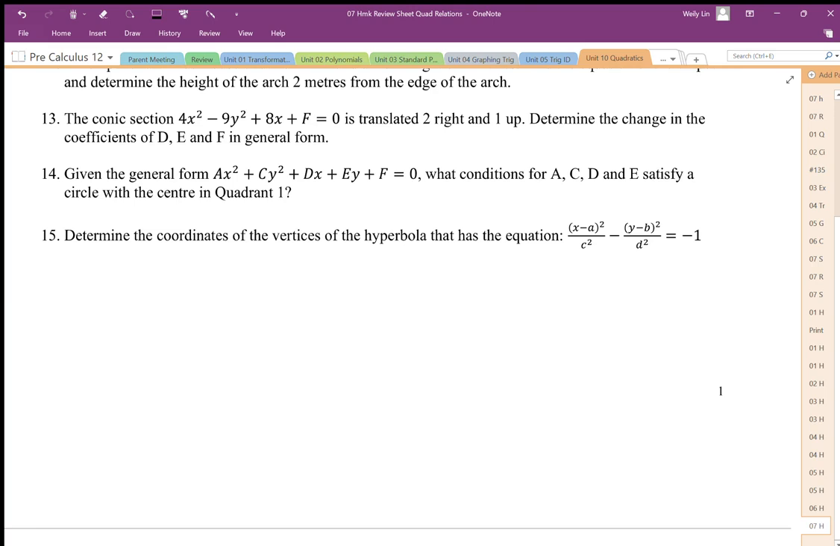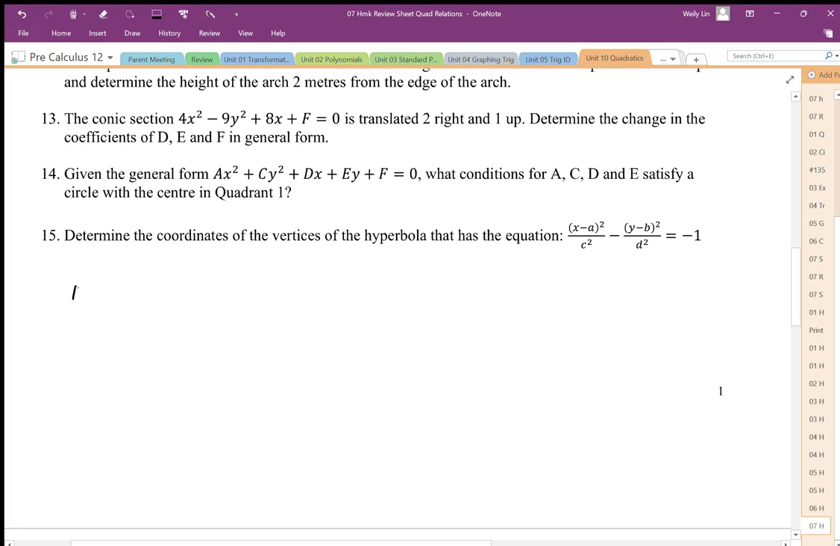Number 13, it says we start with the conic section 4x squared minus 9y squared plus 8x plus f equals 0. And we translate this 2 to the right and 1 up, and we want to know the change in the d, e, and f terms. Okay, and d is the term on the x, e is the term on the y, and f is a constant term. So we want to find out those changes.